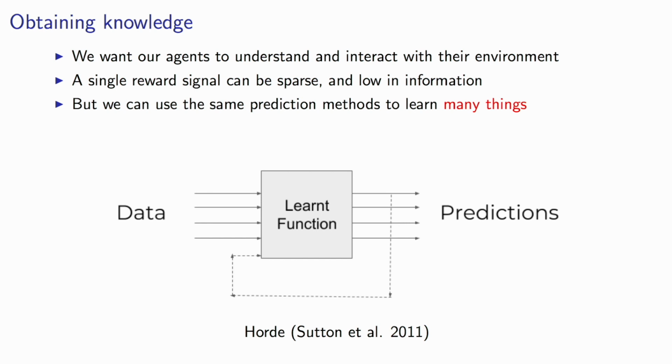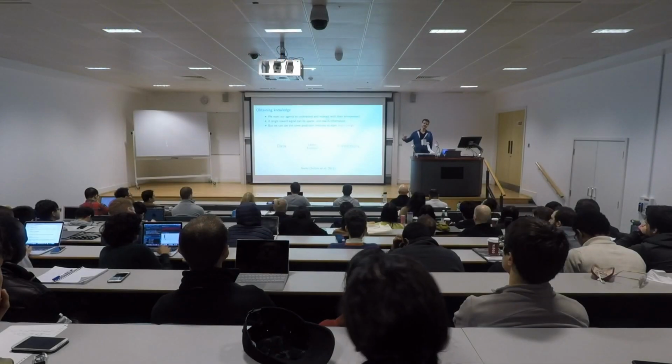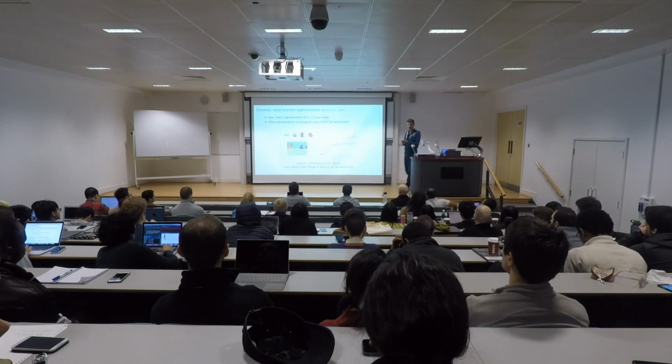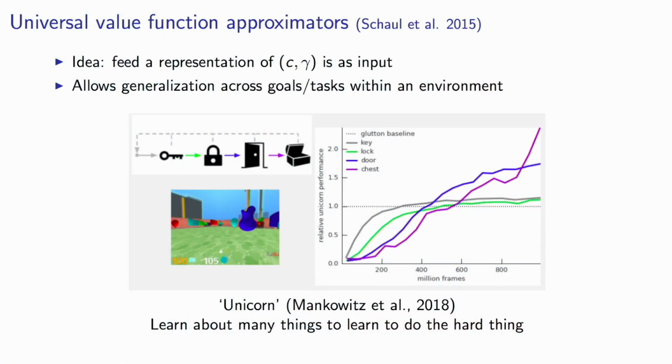But you could also think about this as the predictions being answers to different questions that you're asking, and the question could also be an input to your network. And then the network could maybe learn to generalize over this input, which means you could also ask for new cumulants and termination conditions on the fly and hopefully get already a valid answer. The idea is that this allows generalization across tasks and goals within an environment.